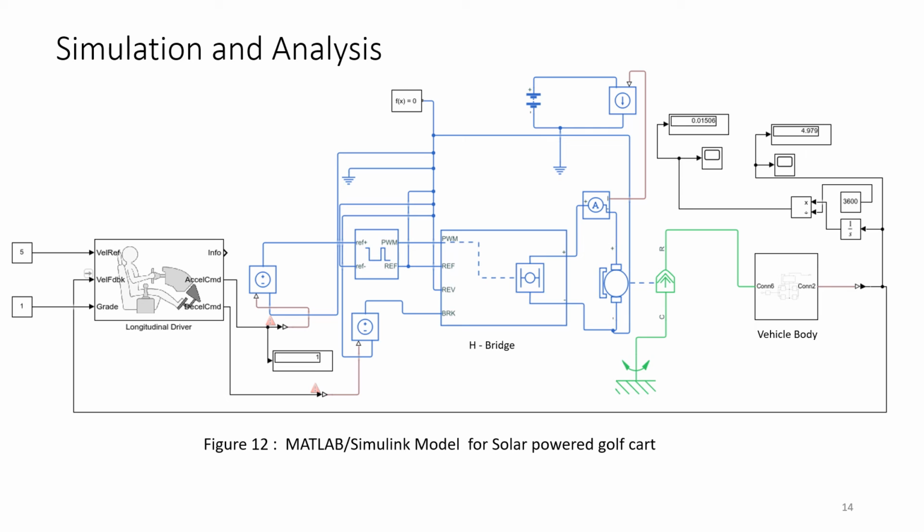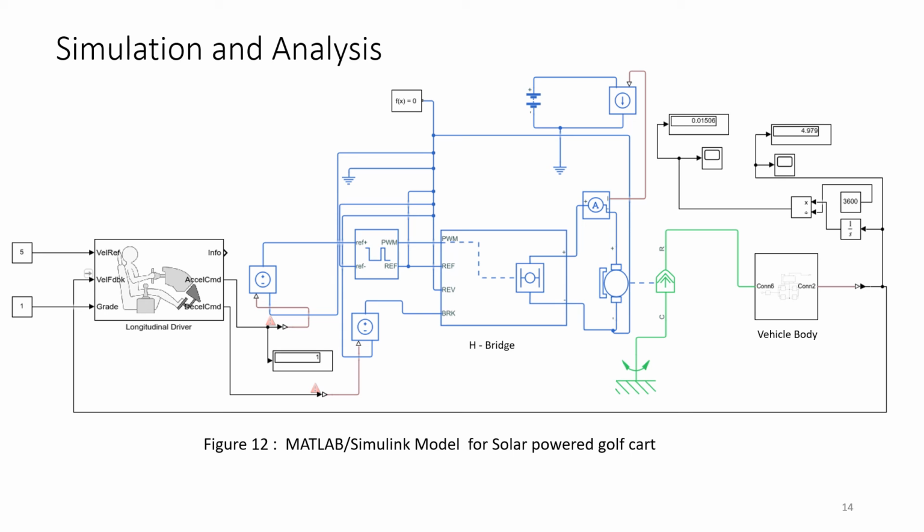If the input speed is greater than the feedback speed, an acceleration command is passed on from the longitudinal driver block. The acceleration command is passed on in the form of voltage and current signals into a constant controlled voltage source and a controlled current source. The output from the controlled voltage source is fed into the PWM voltage block, which is then further passed on to the H-bridge converter.